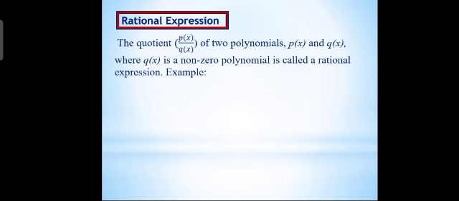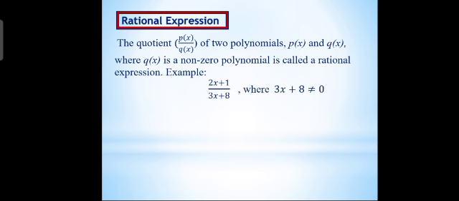Rational expression. As we are familiar with rational numbers, any number that is written in the quotient form is called a rational number. Similarly, when we talk about a rational expression, it is the quotient p of x over q of x of two polynomials, where both p of x and q of x are polynomials and q of x, the denominator, is non-zero. When two polynomials are written in the quotient form, this form is called a rational expression.